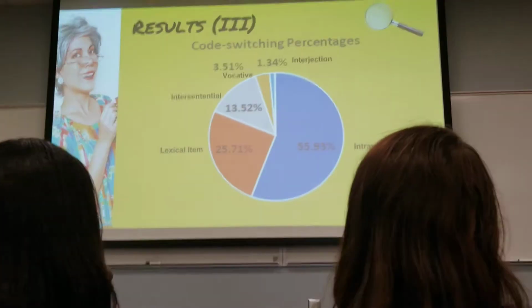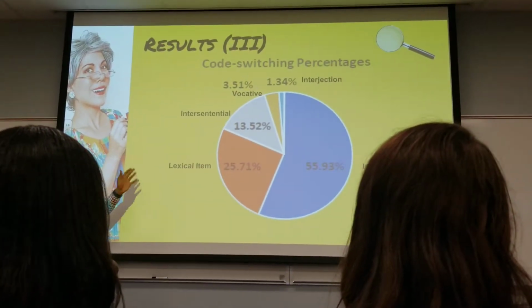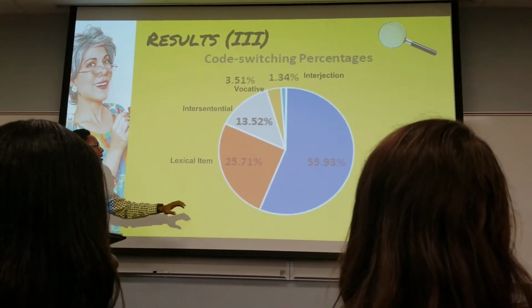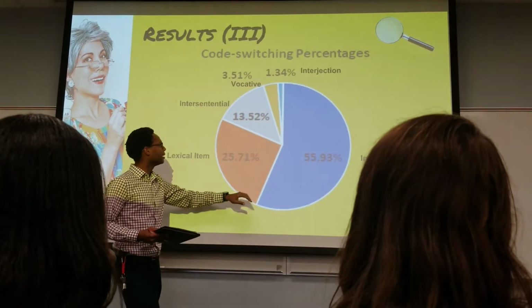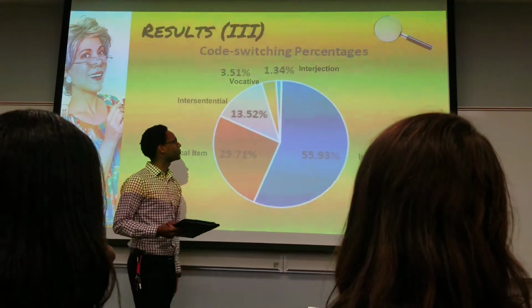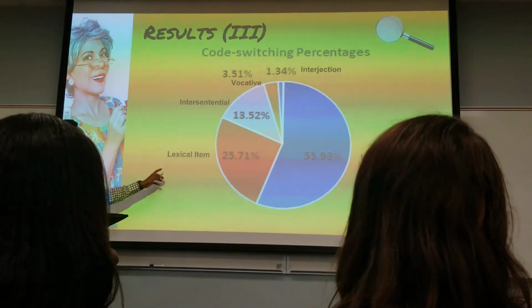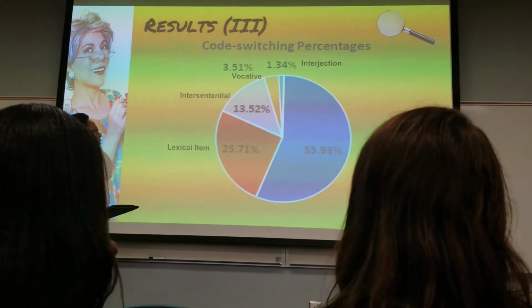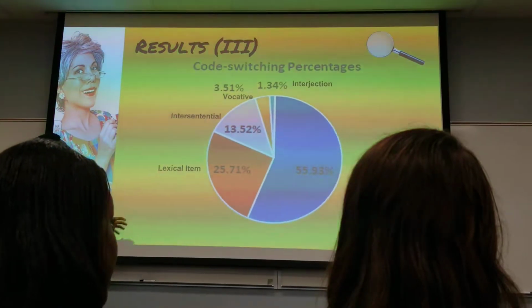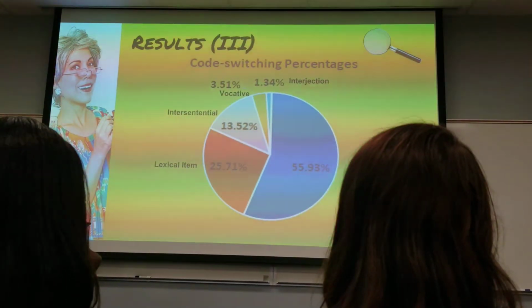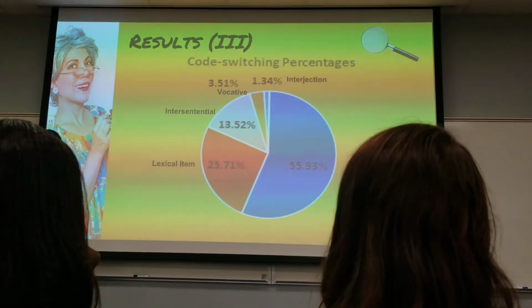And then the next chart I have is a pie chart, where it gives the percentages. So this is pretty much the exact same thing you saw in the raw data table, but in a pie chart to make it look a little neater. Intrasentential was 56% of the cases, so just over half. About a quarter of the code switching cases were lexical item switches. 13.5% were intersentential, 3.5 were vocatives, and 1.34 were interjections.